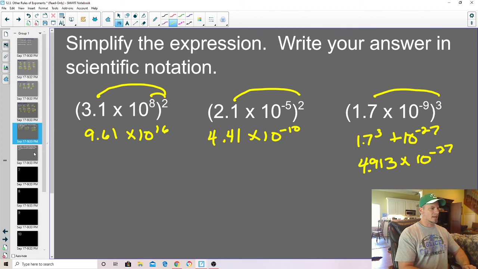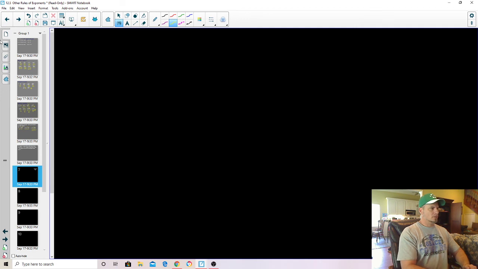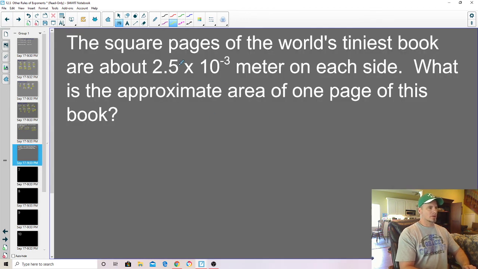Okay, one more slide, and I think we're good. Nope, back it up, back it up. There we go. Okay, the square pages of the world's tiniest book are about 2.5 times 10 to the negative 3 meter on each side. What is the approximate area of one page on this book?